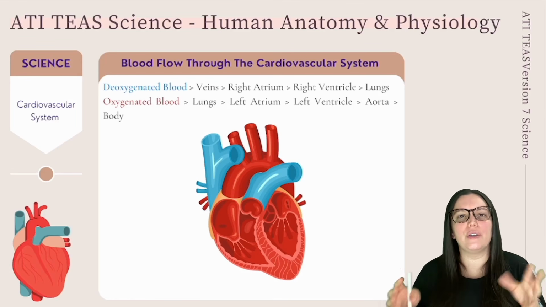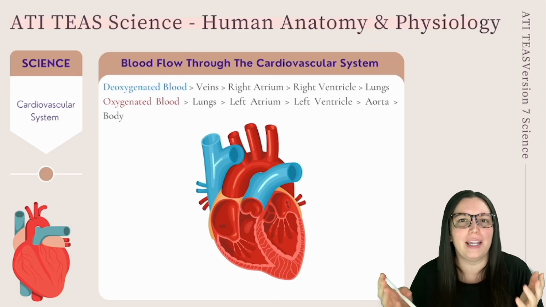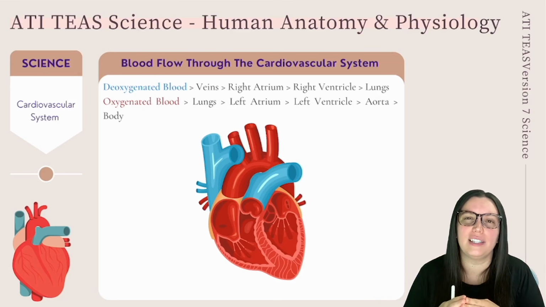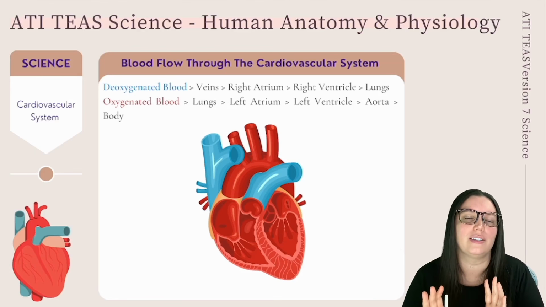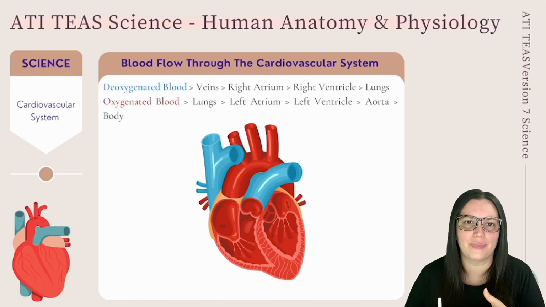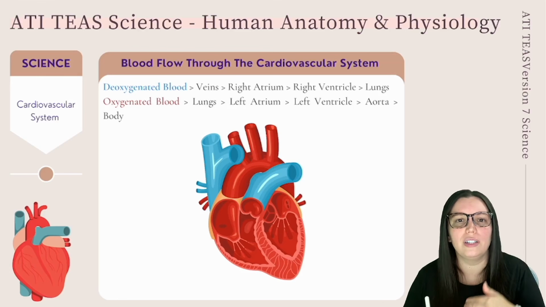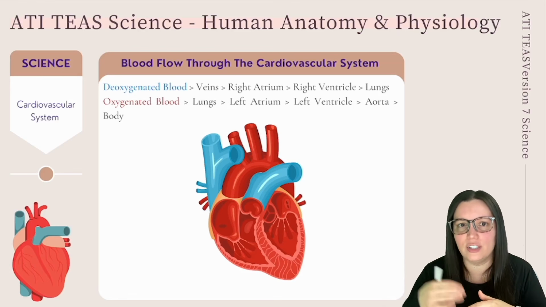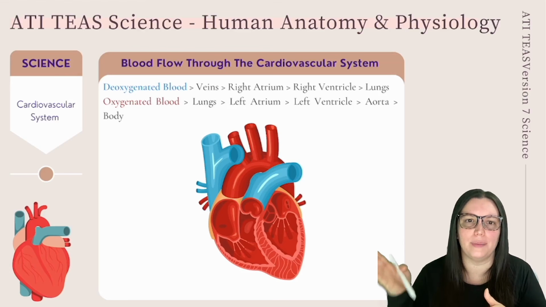Something that's important to note is that the cardiovascular system is ultimately a closed system. This just means that the blood stays within the vessels and doesn't leak out of those vessels under normal conditions. We understand that damage and things can occur, but under normal conditions, everything stays within this closed system. The heart pumps oxygenated blood from the lungs to the left atrium, down into the left ventricle, and out through the aorta to the rest of the body.